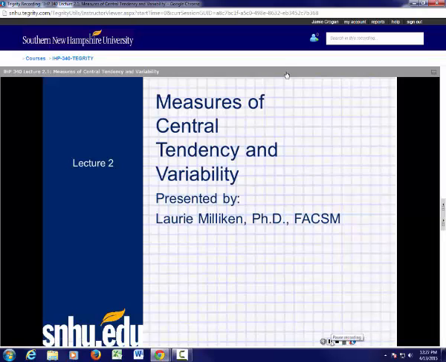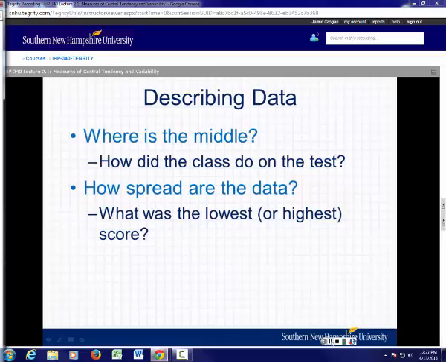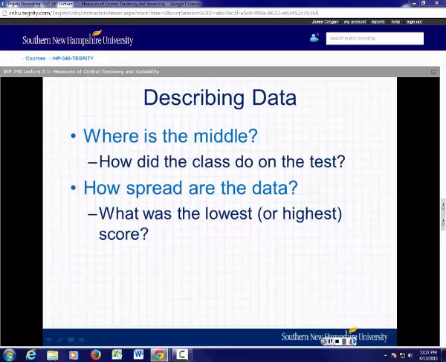Name is Lori Milliken, and this lecture is all about measures of central tendency and measures of variability. Measures of central tendency and variability are used when we describe characteristics of a set of data. When considering data, usually we want to know where the middle is and how spread the data might be.